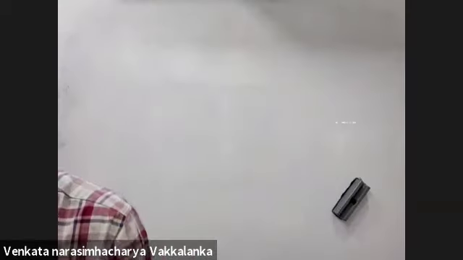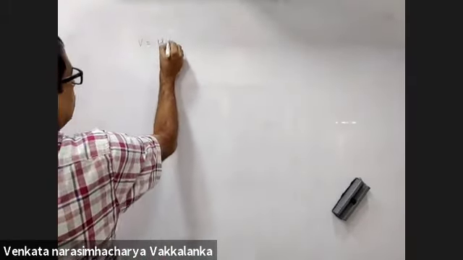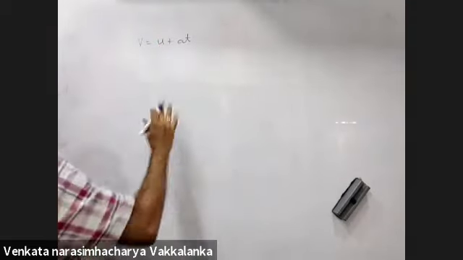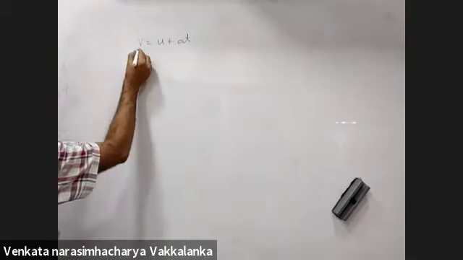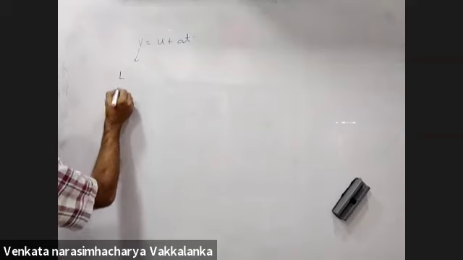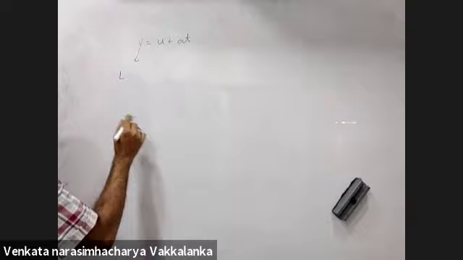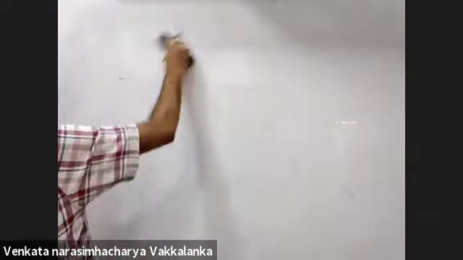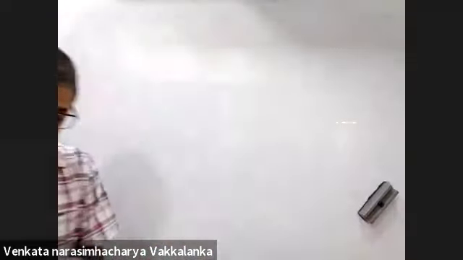Now, validity of an equation V is equal to U plus at, which you people are by now well versed with. How do you write the dimensional formula of velocity, length per unit time? Or first, let us write the dimensional formulas of all the quantities that we know. How do you put it as a dimensional quantity?